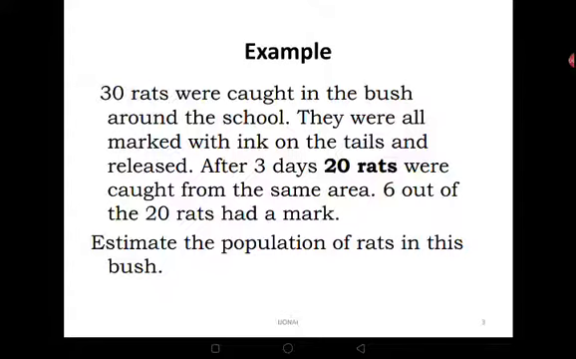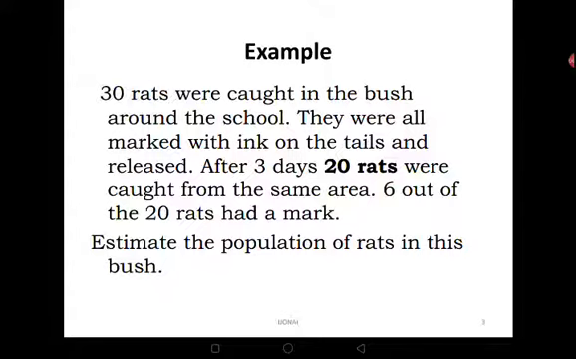So using our formula, total population P is equal to the number of rats in the first capture, 30, times the number in the second capture, 20, divided by 6. 30 times 20 is 600. Divide by 6, you get 100. 100 is the population of rats in that bush. Finished. It means you have now estimated the population.